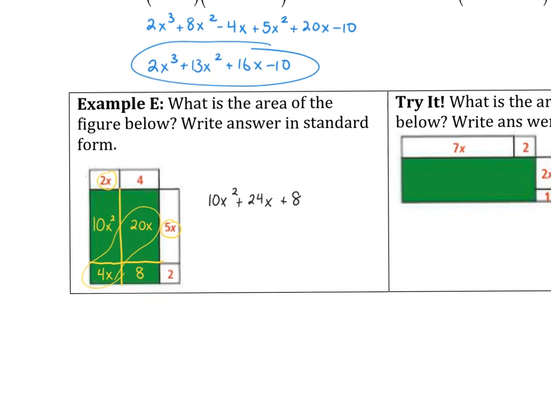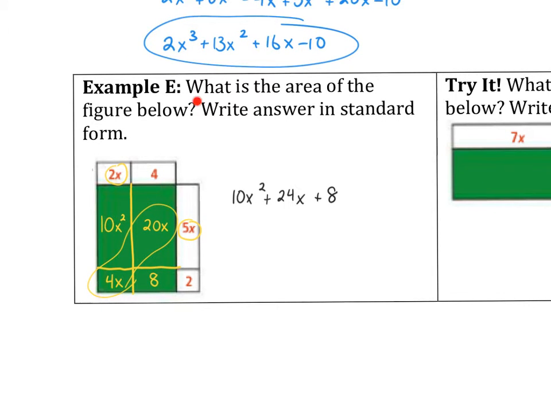And let me see if there's a unit on this at all. It says, what is the area of the figure below? There's no unit. So I am going to write it as units. So I'm going to put parentheses around it and say units squared. I don't know if it's centimeters or what. And notice that I put the trinomial in parentheses because this is the answer. 10x squared plus 24x plus 8.